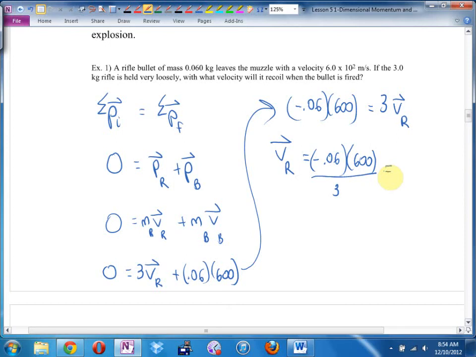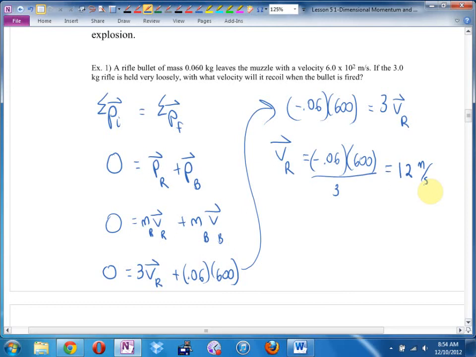This rifle is going to kick back. How do I know it kicks back? I got a negative answer, which tells me it's going to head in the opposite direction of the rifle bullet. Has to. What do you get? 12 meters per second? Now, whoever's holding the rifle will have to give back a ways with it, lengthening the time that the force is applied, because change in momentum is also force times change in time. We'll talk about that a bit later.